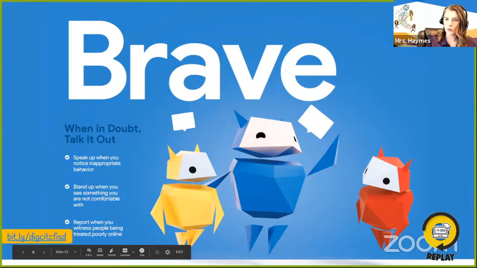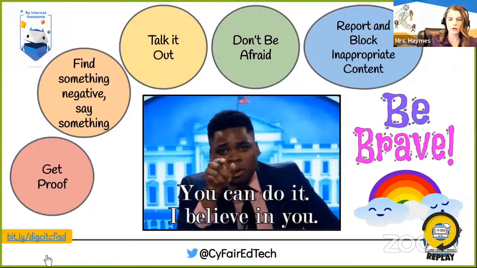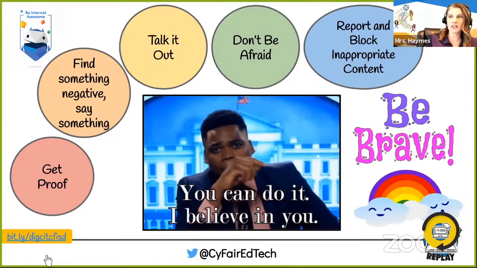You don't want anybody to be treated poorly. Think about how would I feel if somebody did that to me? And if it's something that makes you feel kind of not really good inside, you probably want to tell an adult. So let's take a look at some tips that you can do when you are doing this. If you come across something happening that you think is inappropriate, here's a couple things that you can do. One thing you can do is to get proof.